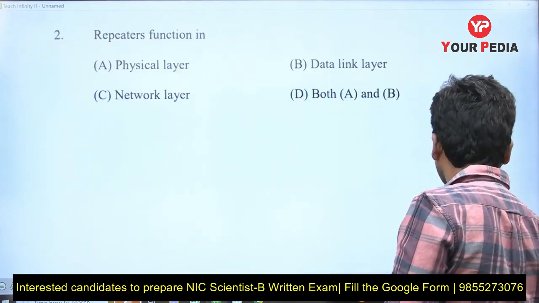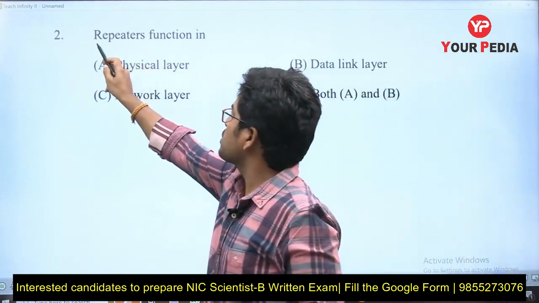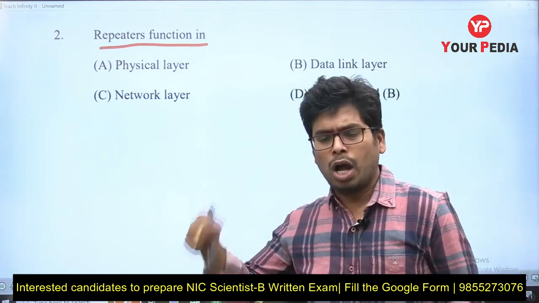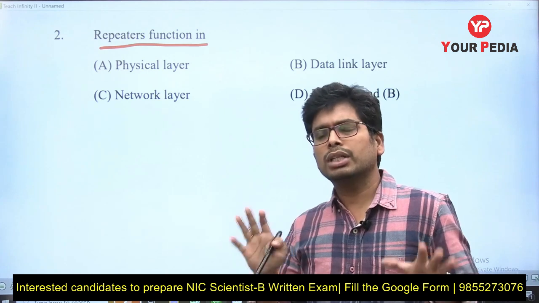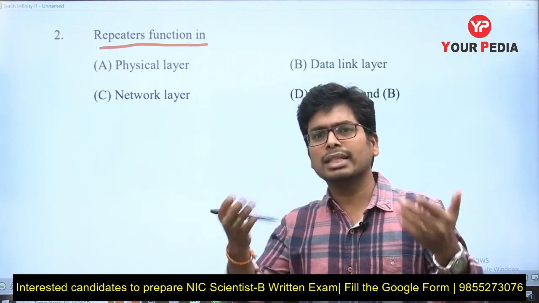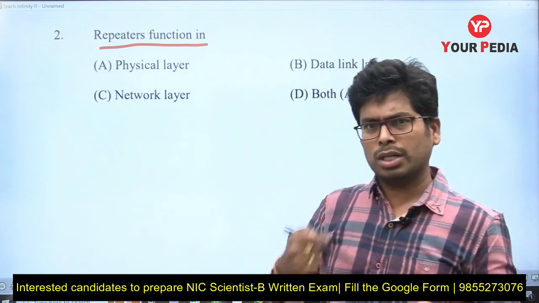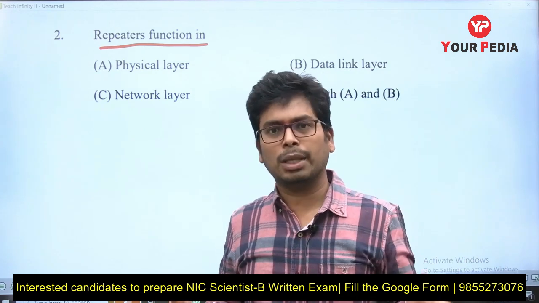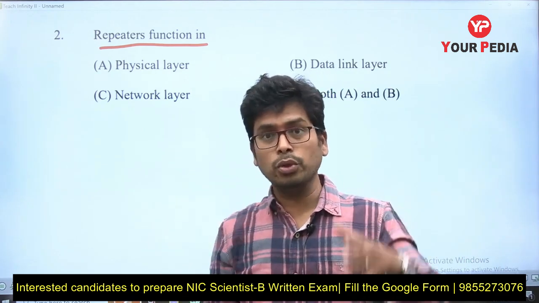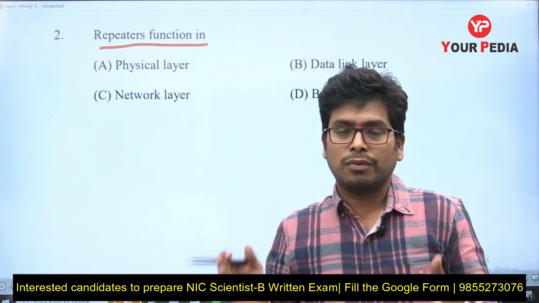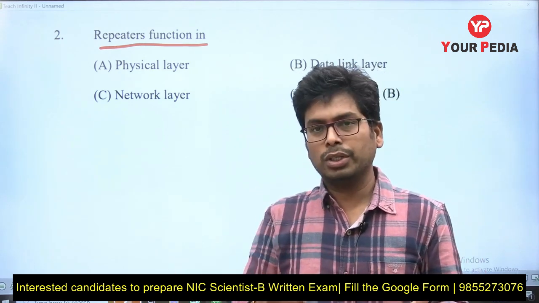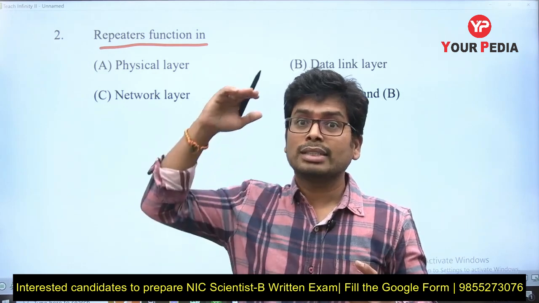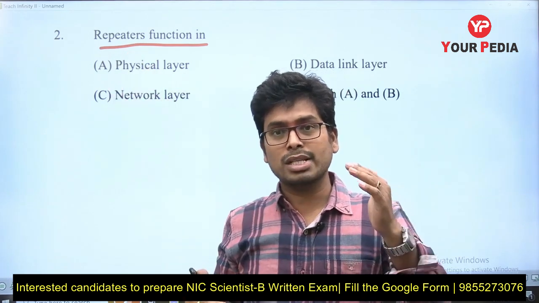And next, coming to the second bit, repeaters function in actually which layer? To know about this, first of all you should know that a computer network completely follows layered technology. There are two reference models, one is the OSI reference model, another one is the TCP/IP reference model. Either of the two reference models can be used to transfer data from one system to another system, where the data is sent by the sender at one end and the receiver receives it at the other end.